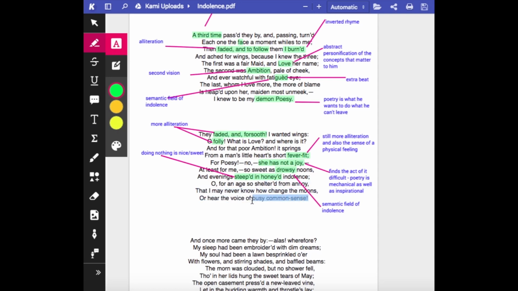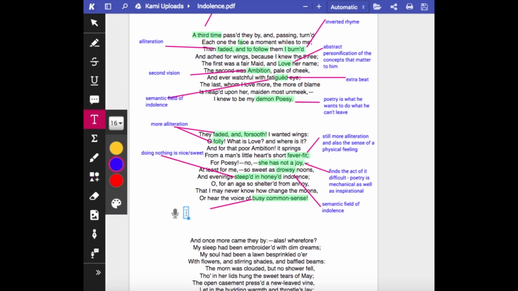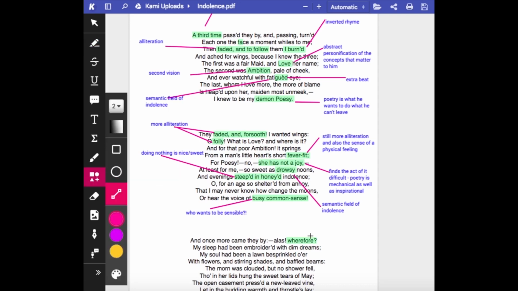But despite all that, there is the possibility that he has to be sensible. And he asks, but who wants that? Oh, for an age so sheltered from an eye that I may never know how change the moons, or hear the voice of busy common sense. So he's kind of hoping that indolence will just sort of take him off and he'll never have to worry about being busy, about having to get up and write a poem and try and sell it and read it and earn a living. So in the next stanza, wherefore means why.